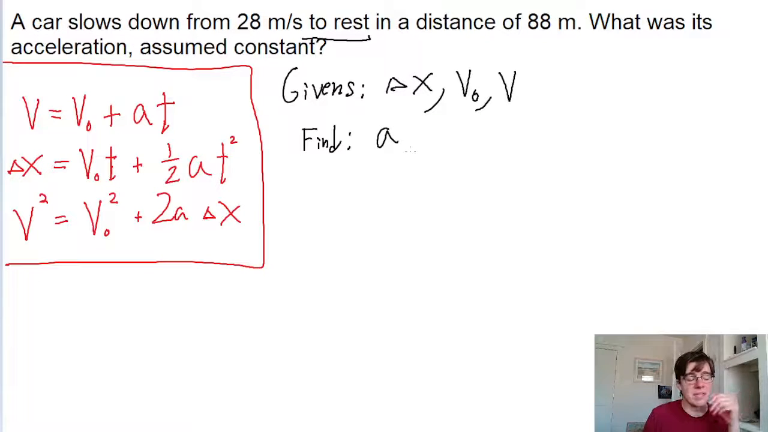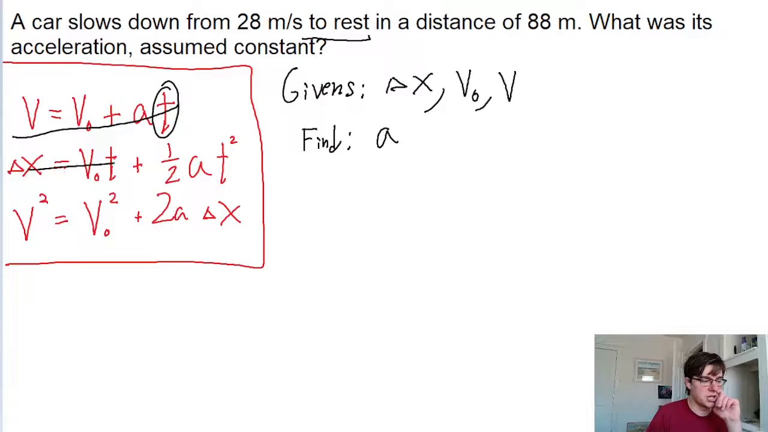So the key with these types of problems is that you want to pick the equation that includes all of the variables we have and the variable that we're trying to find. It should not include any others. So for example, we don't want to use this first equation because it includes time, which is completely irrelevant to us. We don't have it, and we don't want to find it. So that equation can't help us out with this.